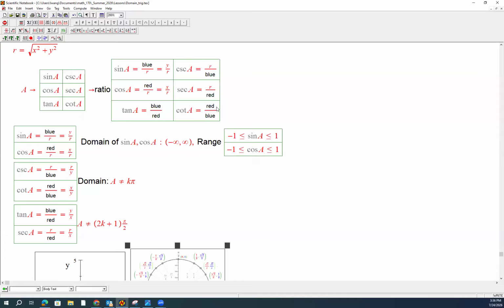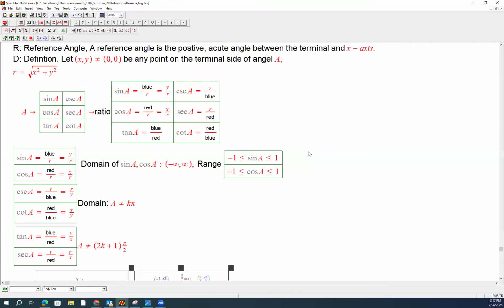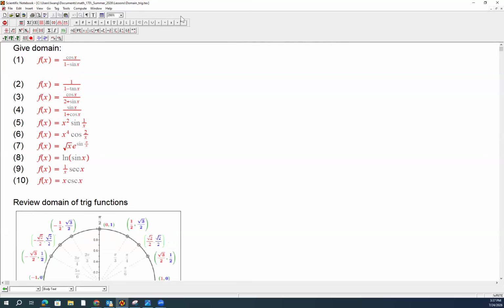And of course, we also use ARD. You can see ARD is very, very important. So now with this review behind us, let's look at the domain of these functions. By the way, where did I get these functions? These functions are actually from calculus class.